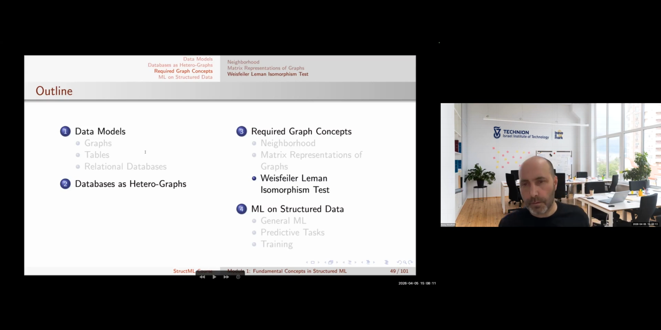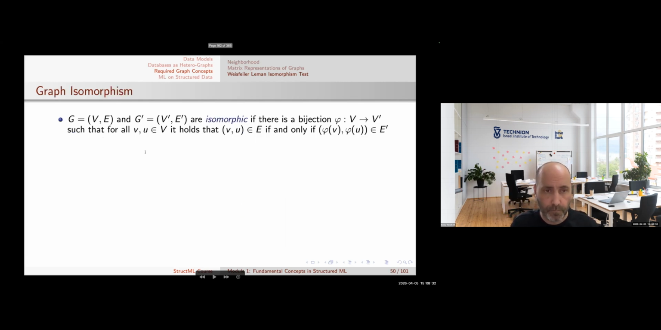The last concept we're going to learn regarding graphs is basically a tool that is nowadays very useful for the analysis and design of machine learning algorithms over graphs. And that's the Weisfeiler-Lehman test of isomorphism. And for that, let's recall what isomorphism means.